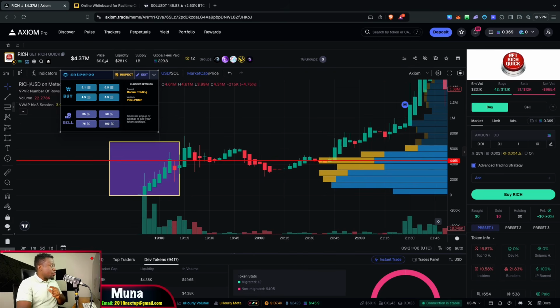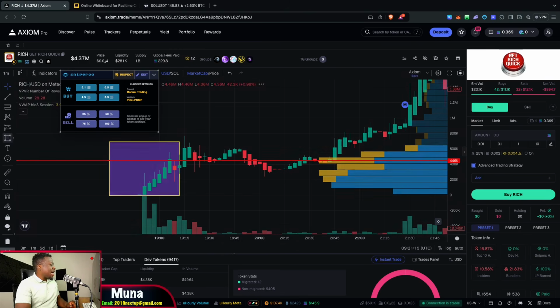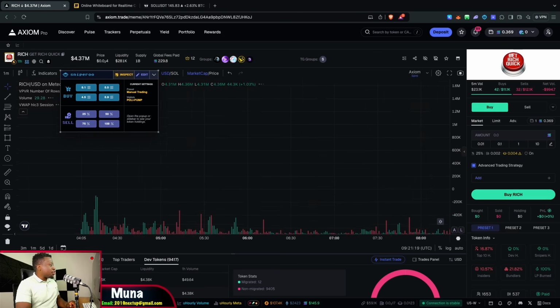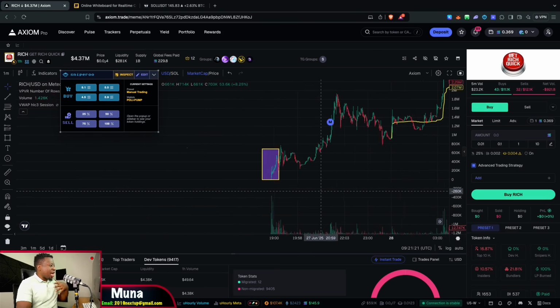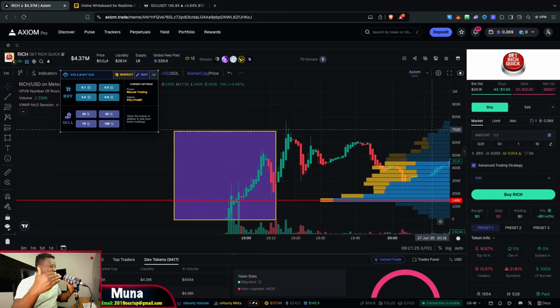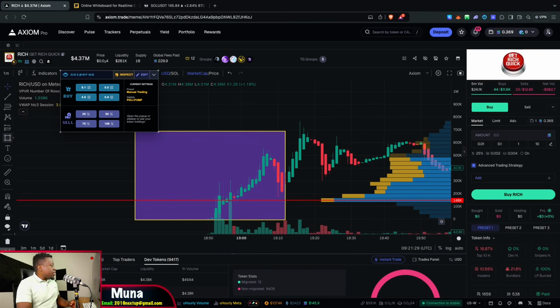Remember, we're using the triple screen trading methodology. The 3 minutes is up, then we expect the 1 minute to have a downtrend. So you flip over to the 1 minute time frame and you go down. Let's scroll back down. As the price action is happening, you're supposed to be flipping the time frames so that you figure out what's happening. So this is your 1 minute time frame downtrend.